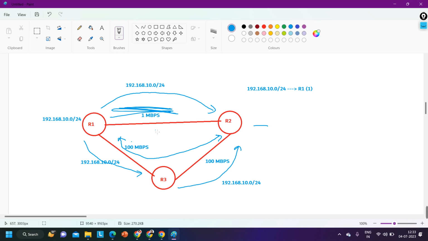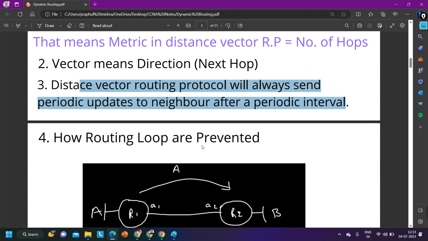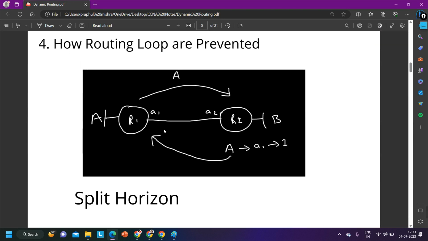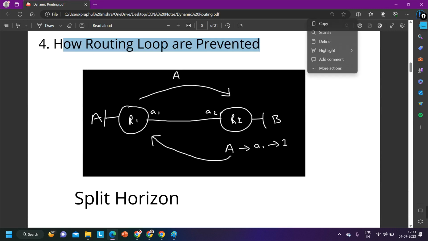But if you configure any other routing protocol like link state, advanced distance vector, or path vector routing protocol, definitely router 2 will install this network via router number 3, because those routing protocols calculate the metric on the basis of link properties. But distance vector routing protocol does not have the capability to calculate the metric on the basis of links. This is also one disadvantage. Anyone can ask you what is the disadvantage of distance vector routing protocol, and why we came up with link state and advanced distance vector routing protocols.